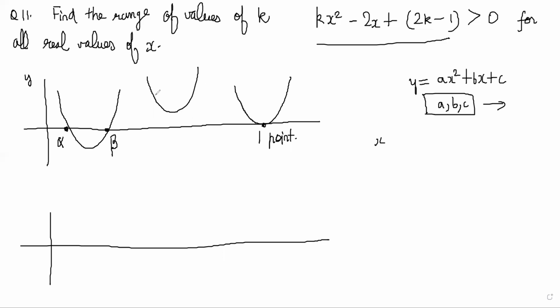If it doesn't even intersect the x-axis, then no real roots, right? And if it touches once, then d is equal to 0. Right? Because if d becomes 0, then both the roots are identical, and the roots are basically x is equal to minus b by 2a. Both the roots are identical here. And here you have d greater than 0, and here you have d less than 0, right?